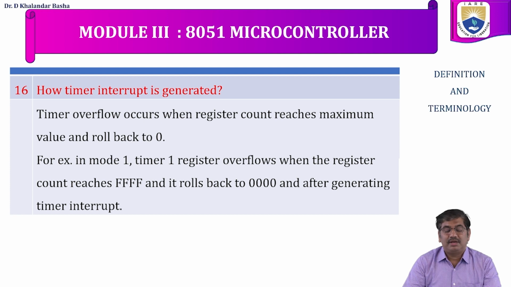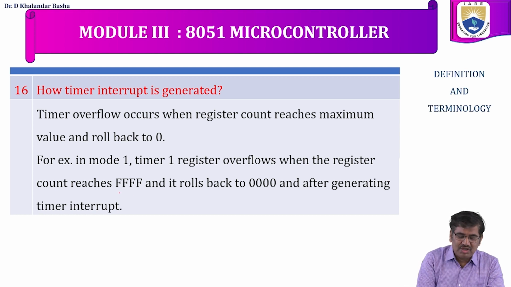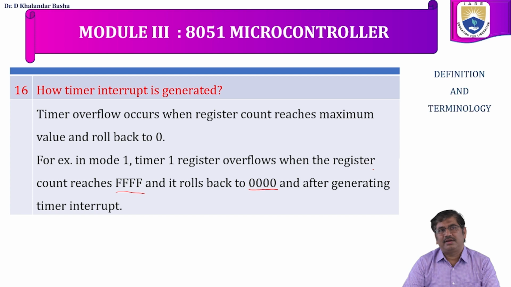How is a timer interrupt generated? A timer overflow occurs when the register count reaches the maximum and overflows to 0. That is called rollover to 0. For example, in mode 1, the timer 1 register overflows when the register count reaches FFFF, then it will roll over to 0000 after generating the interrupt.